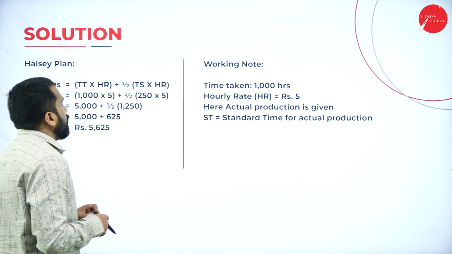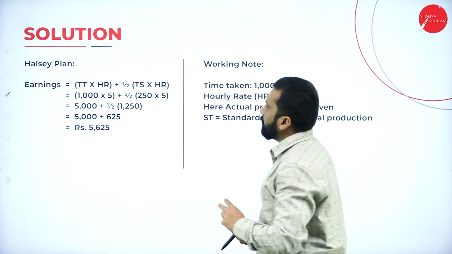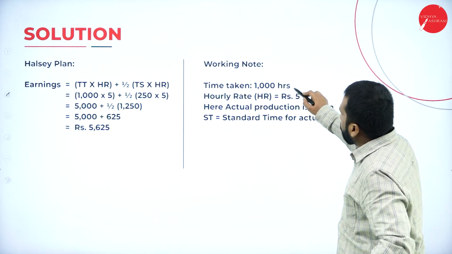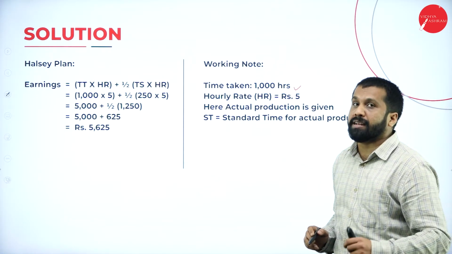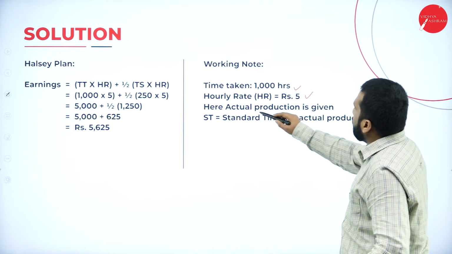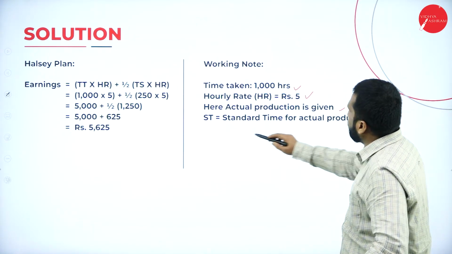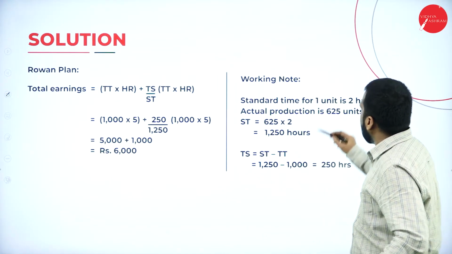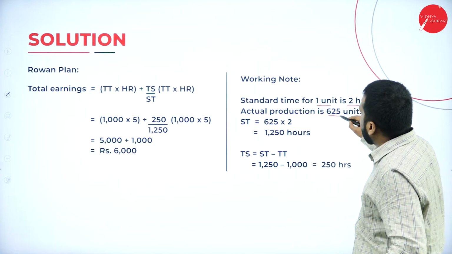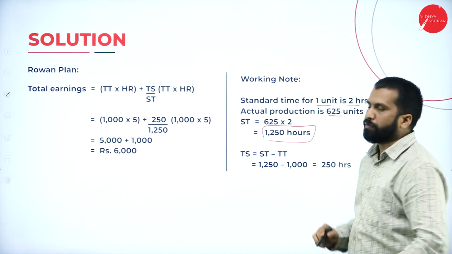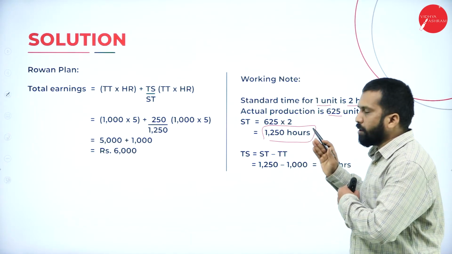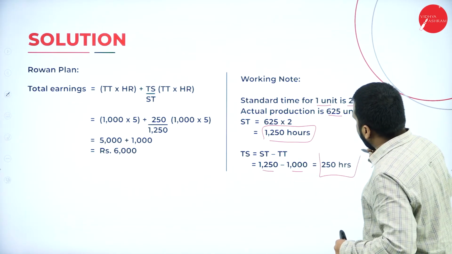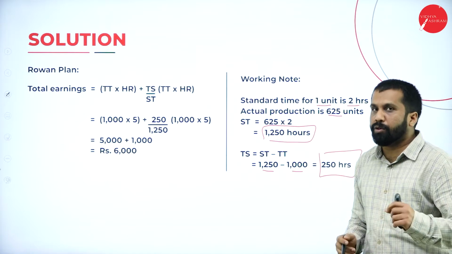Good. Now, there are two options. You can go unit wise or else you can go for completely. Now, working out, time taken 1000 hours. What is the hourly rate given? It is 5. Here actual production is given. Standard time for actual production: 1 unit is 2 hours, 625 units will be 1250 hours. Just see your working out, your right corner. Now, time saved 1250 minus 1000, your time saved is 250. Hope you are clear.